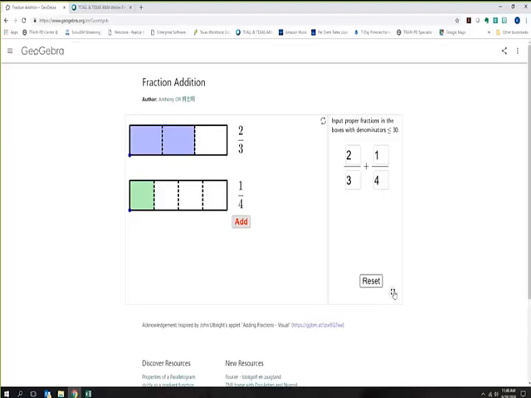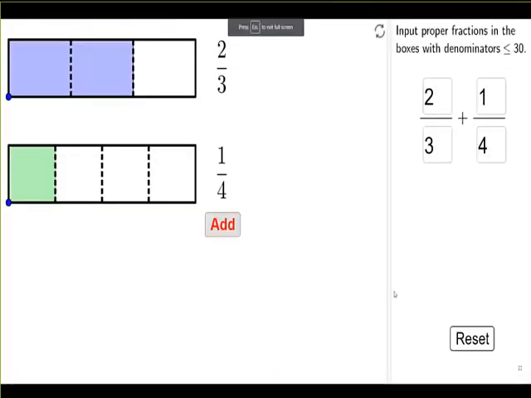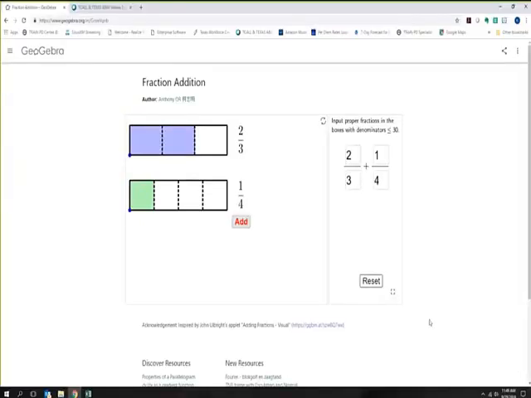All right, so this is awesome because you can already just look at it and you can see that we have the graphic of 2/3 and the graphic of 1/4. We have the actual fraction over here. So the first thing you do is just push this add button, and it shows the adding of the two fractions. But this still doesn't help us because we know we have to find a common denominator.